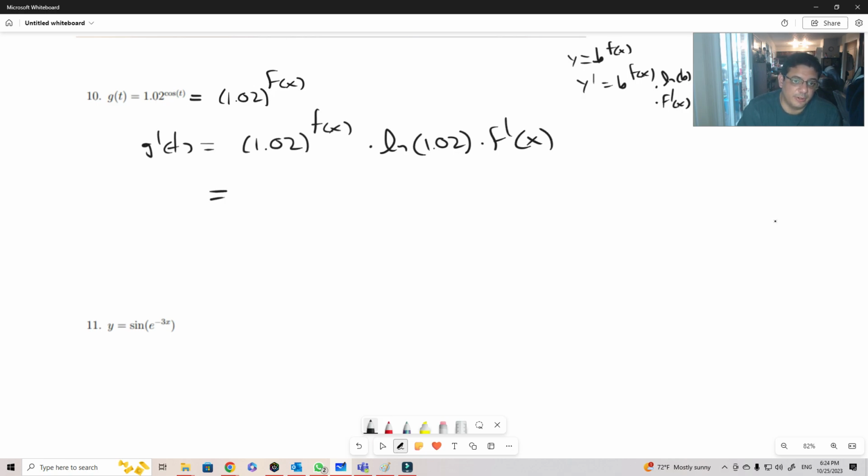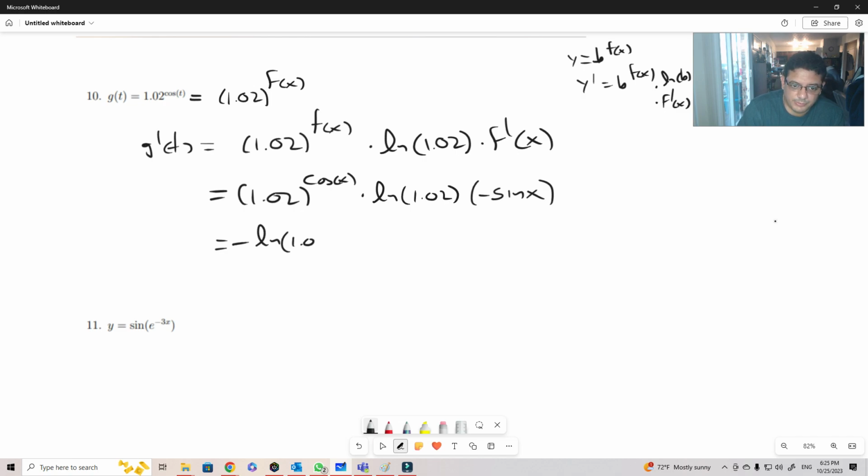Now we worry about who f of x is. So this is 1.02 to the cosine of x times the log of 1.02, that is a number. And if f is cosine, then f prime is minus sine of x. And so we can rearrange this at the end as minus log of 1.02 sine of x times 1.02 to the power cosine of x.